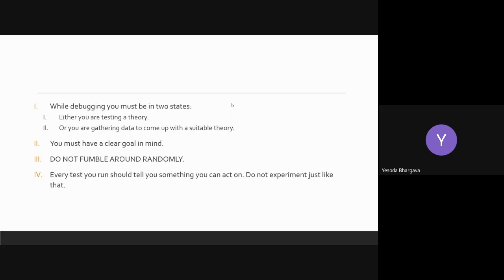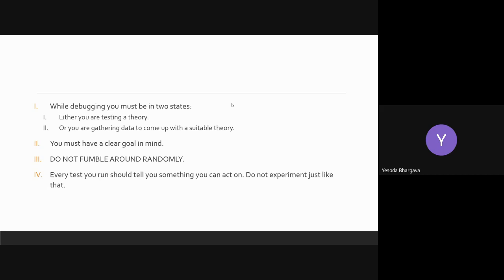But there are some things to be kept in mind. Whenever you are debugging a certain problem, you can be in two states. Either you are testing a theory or you are gathering data to come up with a suitable theory. Remember, when you are debugging, basically you are doing something called hypothesis testing. You make a hypothesis, okay, this is the cause, and then you follow a systematic approach to see whether to reject or accept the hypothesis. If you are able to reject it, then you move on to the next, and this is how you try to identify the problem.